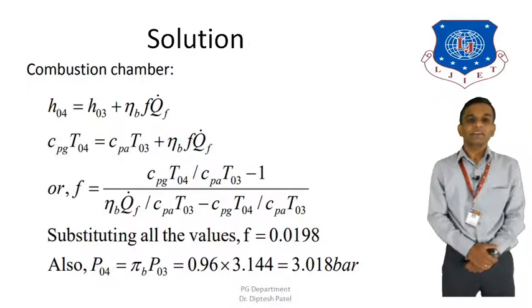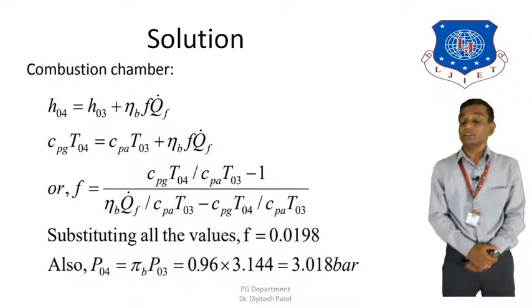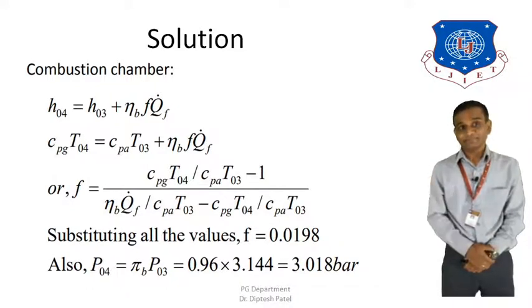Now move forward a little bit. Enthalpies. Here we are going to use the equations for the enthalpy for the combustion chamber. So the enthalpy at point 4, at the outlet of the combustion chamber, HO4, is equal to HO3 plus combustion chamber efficiency eta_B into f into Q_F. Here these values are given to us, right? The few quantities that we need to find out are f and the pressure reduction in the combustion chamber.